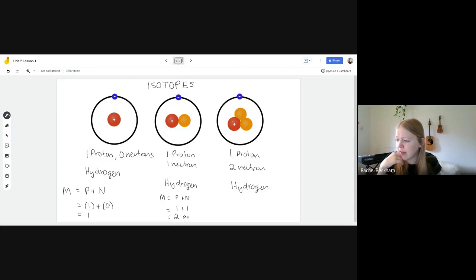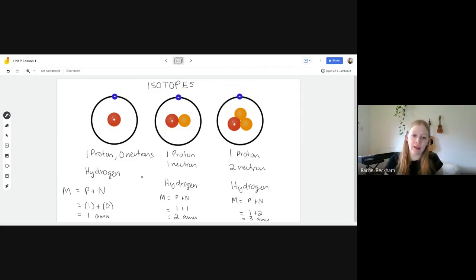The unit for mass, by the way, is actually AMU. It stands for atomic mass unit. And then the mass here, again, is protons plus neutrons. So it would be 1 plus 2, which would be 3 AMU. So you notice these are all isotopes of hydrogen. The only difference between them is their mass, right?